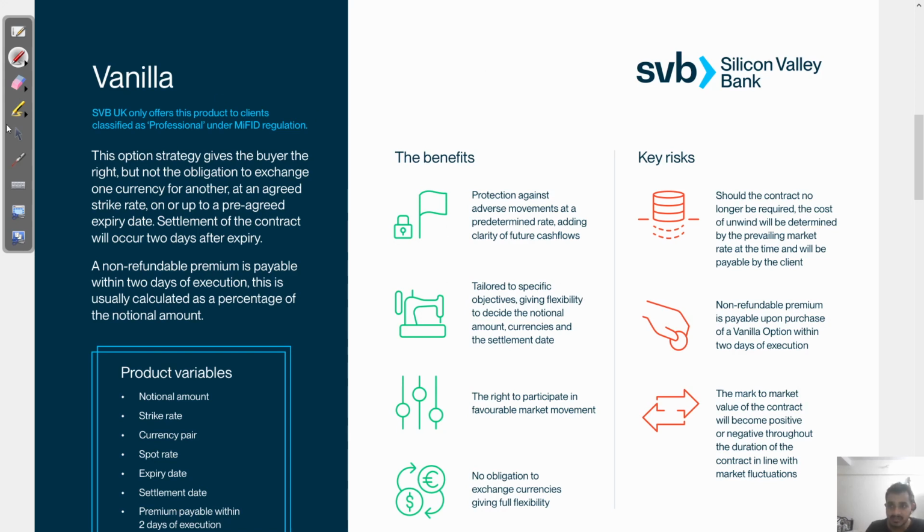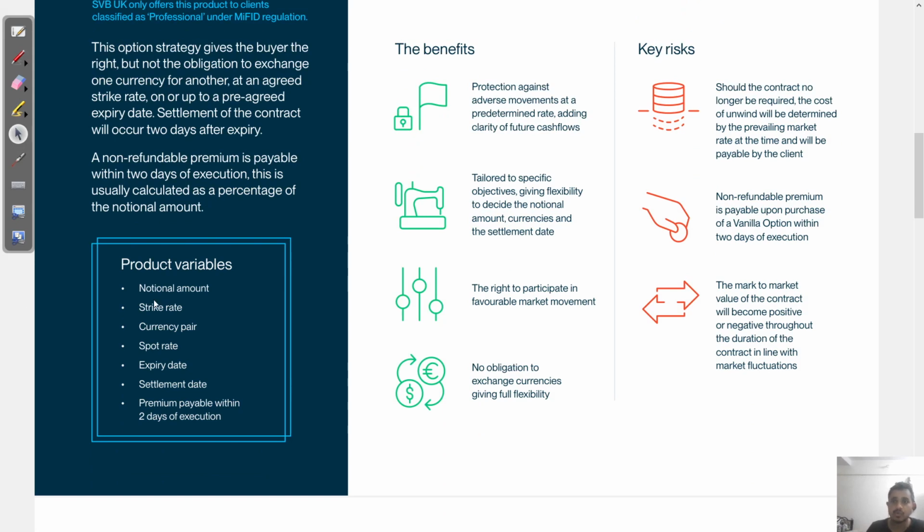So again we have the same terminologies, which is the notional amount. As I've said before, the notional is the principal amount that changes hands on settlement date. Strike rate, in options we always have the strike rate. The pair, what is the pair? Spot rate, today's rate. Expiry date, on which date the option is expiring, and after that, 2 to 3 days later, settlement happens. Premium payable, as I said, we have to pay the premium in an option contract.